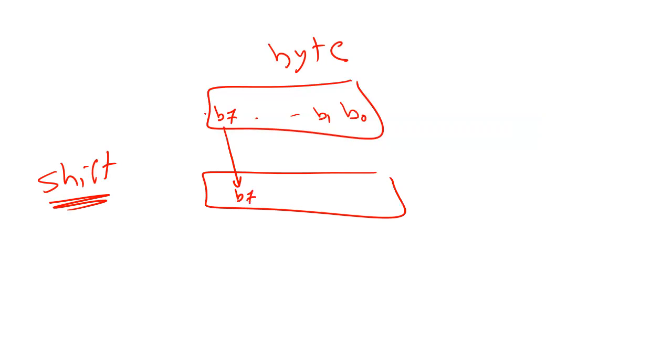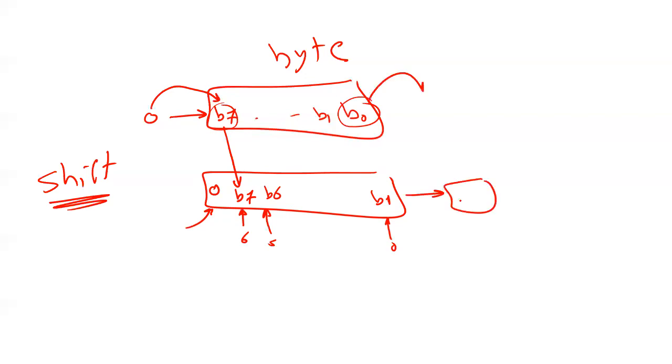So in shift, I'm always going to shift in a 0. So in bit number 7, I'm gonna put 0. Bit number 6 is going to have the value of bit number 7, and then bit number 5 is going to have bit 6. So all these bits are shifted. In bit number 0, I'm gonna get B1, and the last one has to go to the carry. So B0 has to go to the carry.